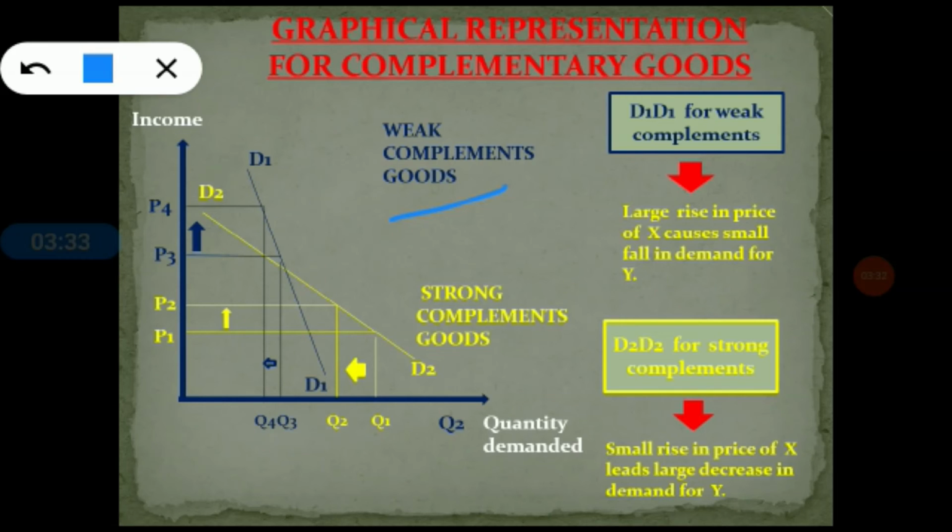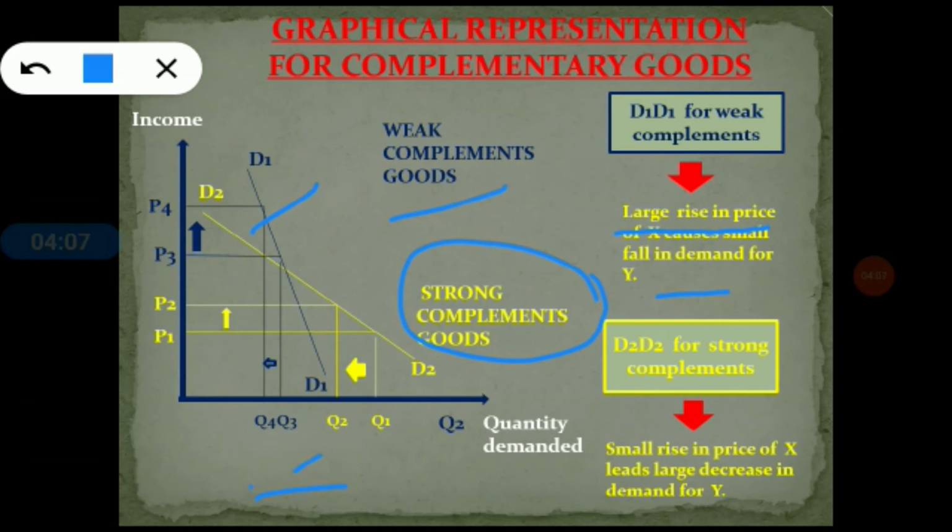Okay, so at P3 quantity demanded is Q3, and when the price level increases from P3 to P4, quantity demanded will decrease from Q3 to Q4. So here we can see a large increase in price of X causes a small decrease in demand for Y. So I think it is proved from the graph. Now we are going to the next one, that is strong complement goods.